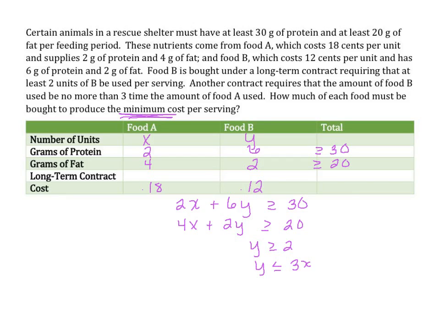Our Z function is going to be 18 cents by how many food A we have, plus 12 cents food B. We're also going to constrict this to the first quadrant. Of course, we can't have negative grams of protein or negative grams of fat. So keep in mind that we're going to use the first quadrant because we want y to be greater than or equal to 0 and x to be greater than or equal to 0. So let's transform these equations so that we can start graphing them.